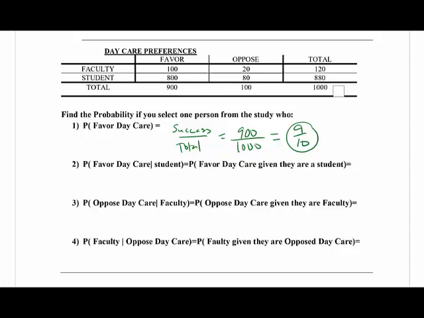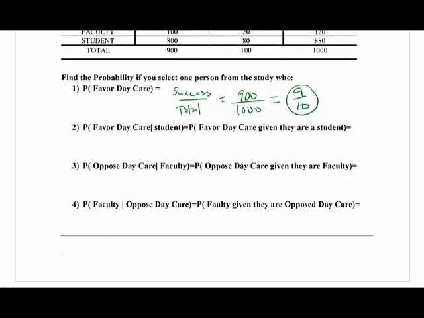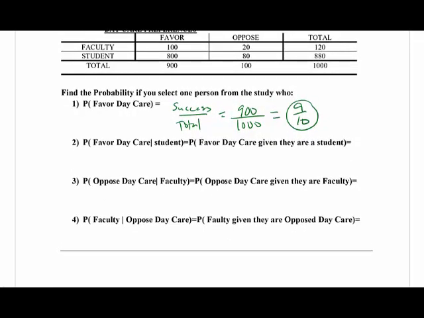Please pause this and see if you can go through each piece. But what I'm trying to do as well is kind of tell you other ways it can be worded. It can be given to you with the bar, which means given, or it can be the word, or it can be if. So remember, the key piece is that has to be in the denominator. That's what we're saying now has to happen. They have to be a student. So if I look at the student column, that's going to be 880. That's my total possibilities.